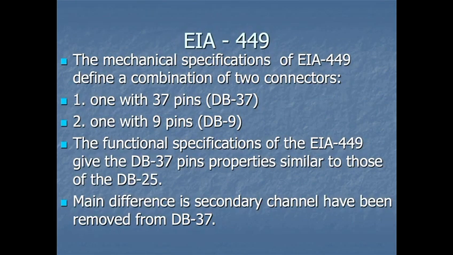EIA 449. The mechanical specifications of EIA 449 define a combination of two connectors, one with 37 pins, DB37, and one with 9 pins, DB9. The functional specifications of the EIA 449 give the DB37 pins properties similar to those of the DB25. The main difference is that secondary channels have been removed from DB37.